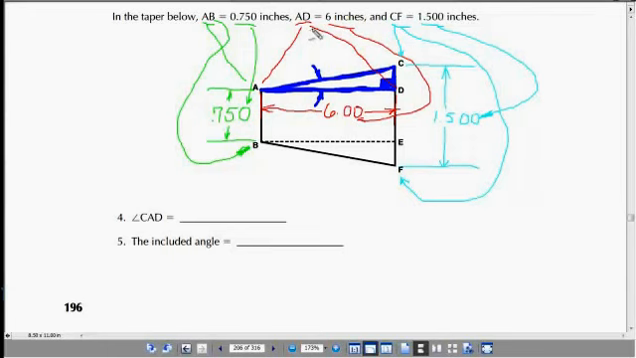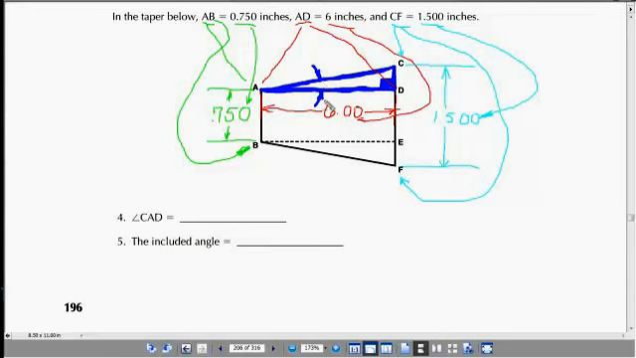So the next one we have is distance AD. So here's distance A to distance D. That's 6 inches. And then the last piece of information that we have is surface CF. So we go from the letter C down to the letter F. We know that that distance is 1.5. So how are we going to figure this out? Well, we know that we've already got the adjacent side here. This is the angle that they're looking for. They told us that in surfaces CAD, CAD. So this is the angle that we're looking for.